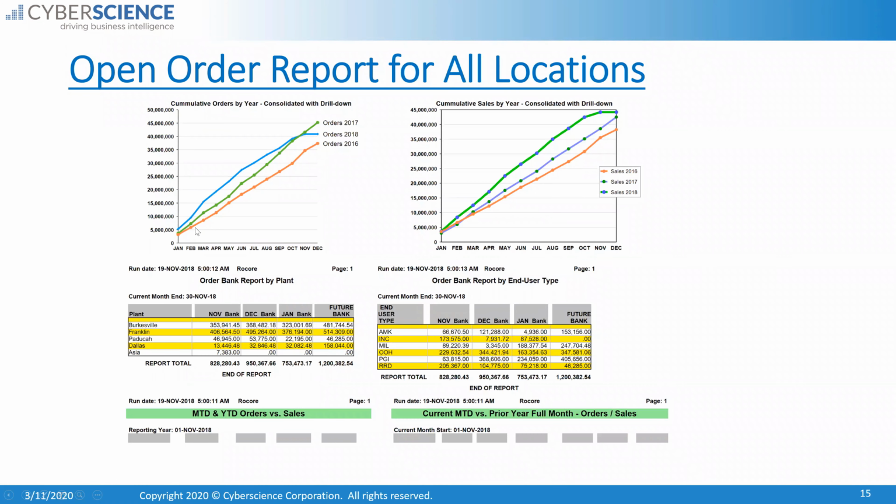Here's another one. This is showing revenue by year by month. Here's margin by year by month. Here's what they call their order backlog or their order bank. That's their backlog report. So backlog by site or company, backlog by end user type. But again, users just click to drill through. These are sent out as HTML documents to the executives every morning.